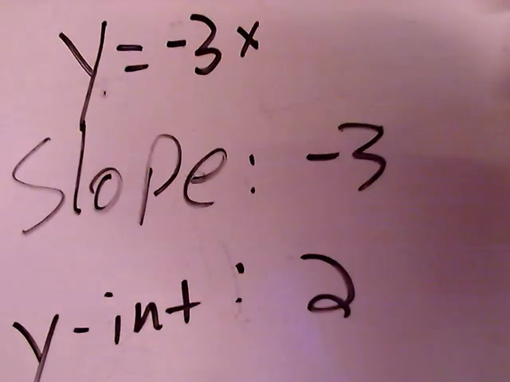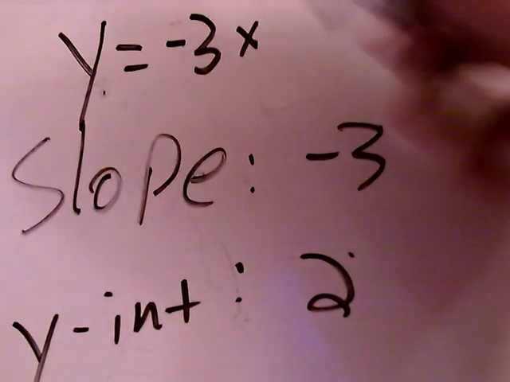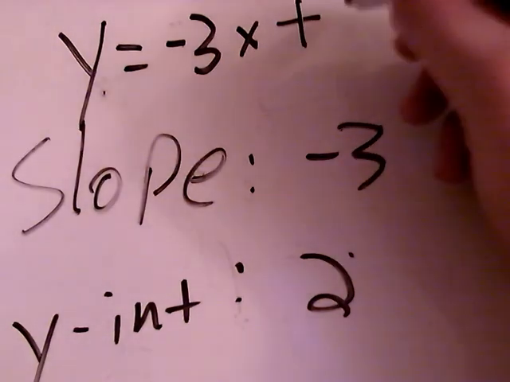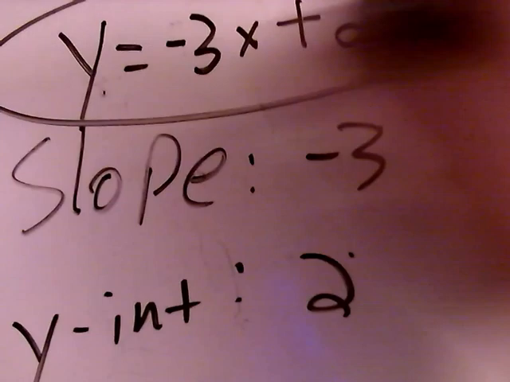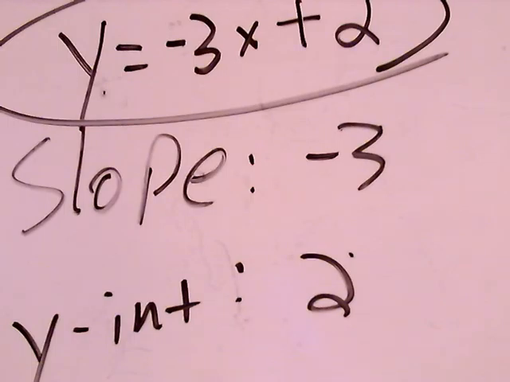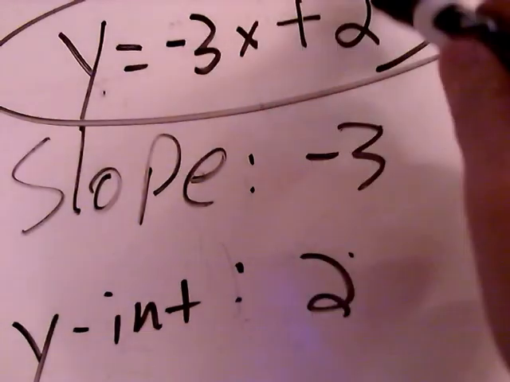Negative 3x. Since this 2 is positive, you will have a plus sign. And then obviously 2. There we go. So just keep those things in mind. Very simple. Just plugging in for m and b.